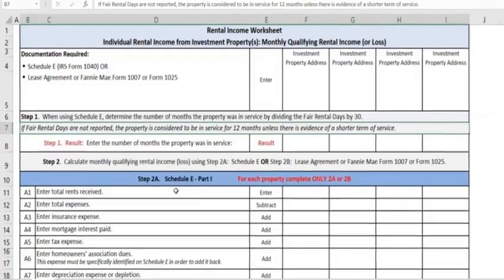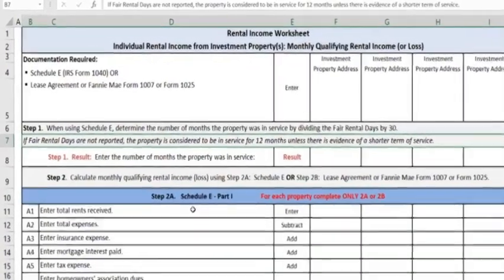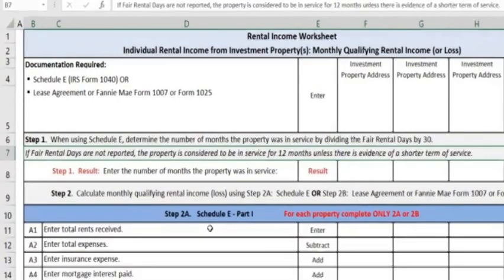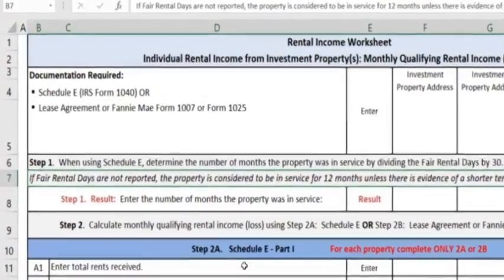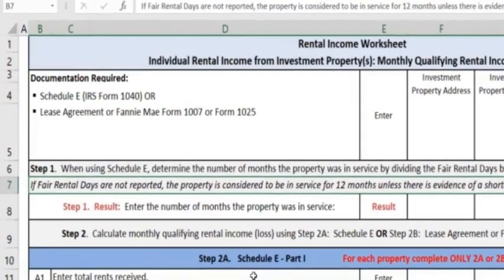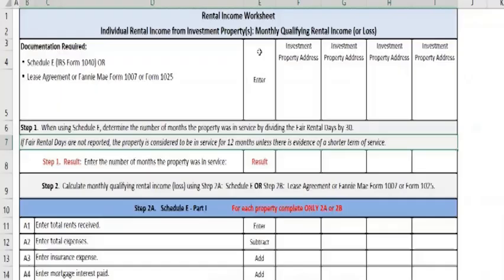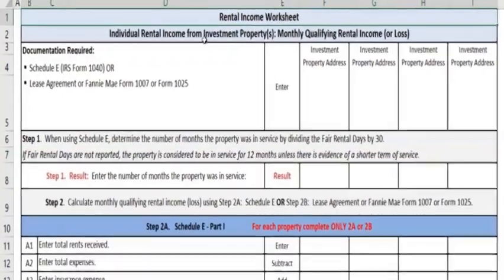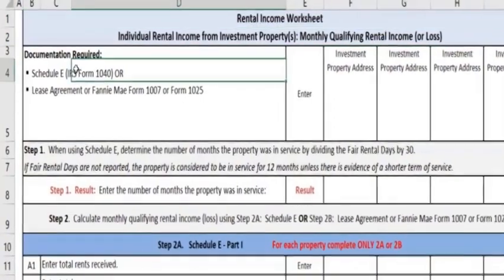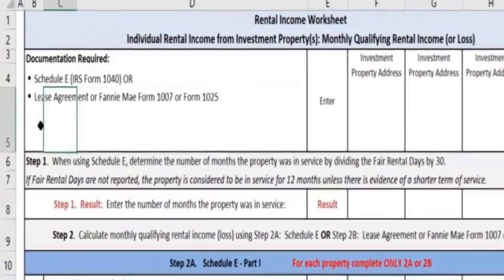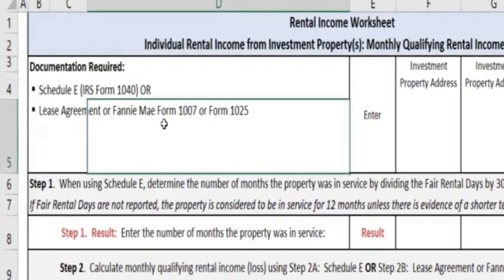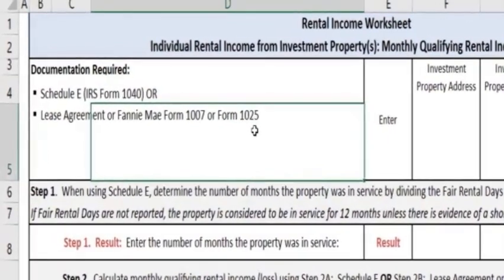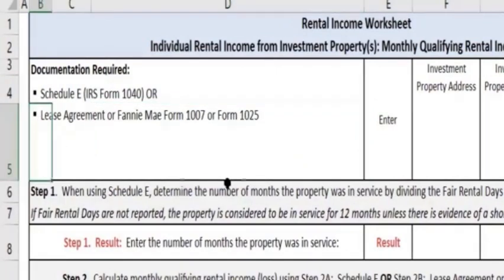So as I told you, the income sheet is a rental income calculation worksheet known as Fannie Mae Form 1038. You can easily find it on Google and download and utilize this Excel worksheet to calculate income. It's the rental income worksheet, individual rental from investment. Documentation required: Schedule E, IRS 1040, or lease agreement, or Fannie Mae 1007 or 1025. We'll discuss this later.